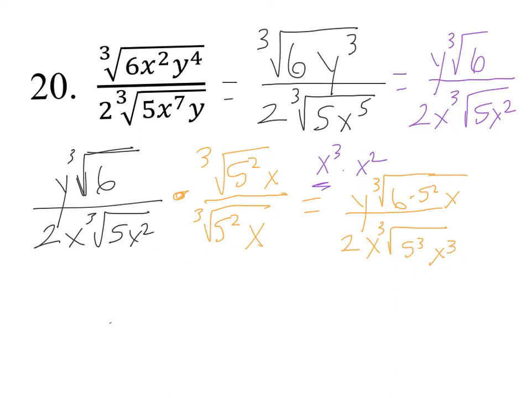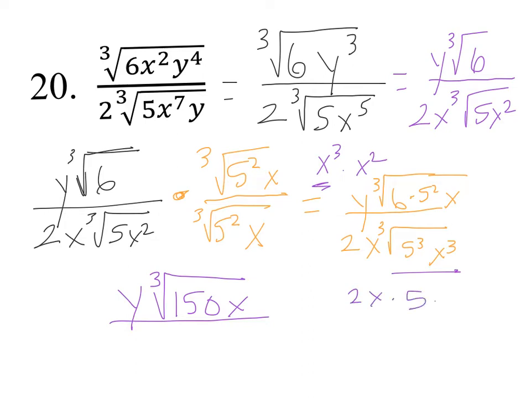So my final answer would still have a y on the outside, the cubic root. This would become 25 times 6, which would give me 150. I still have that x underneath that cubic root. These come out. So this would become 2x times 5 times x. So that simplifies to be 10x squared.